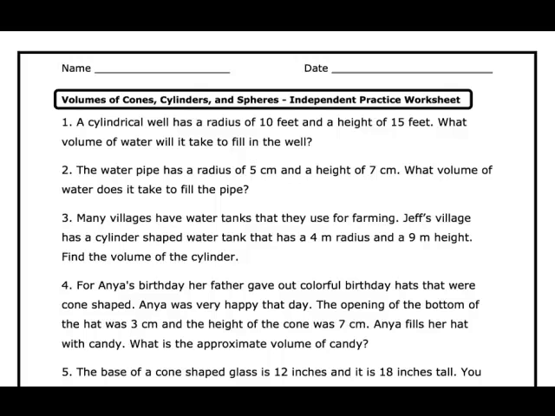Here's your video solutions for the independent practice worksheet, 2 through 10 even, where I'm going to model for you how to find the volume of cones, cylinders, and spheres by following through on some very distinct steps so that you'll be able to do your own problems tomorrow. So let's go ahead to number 2.